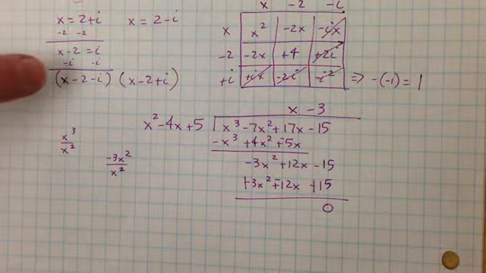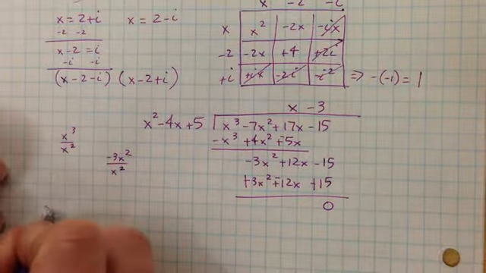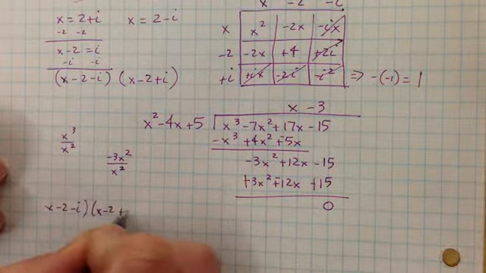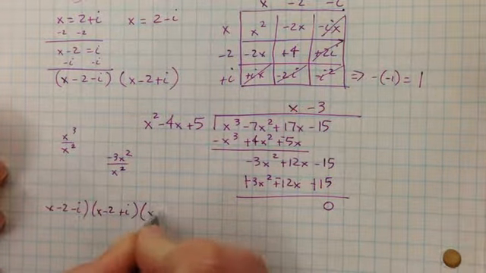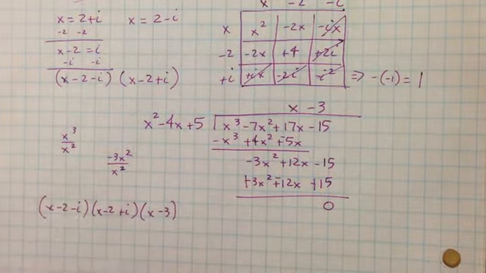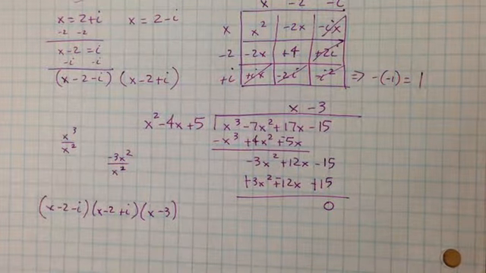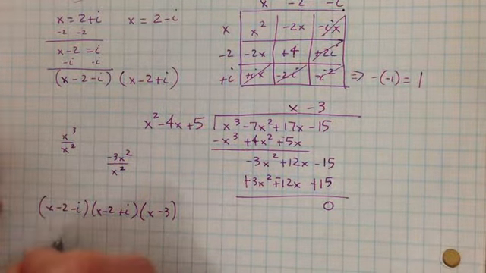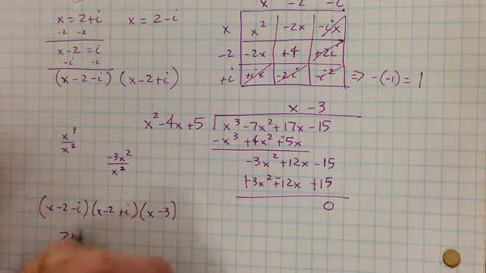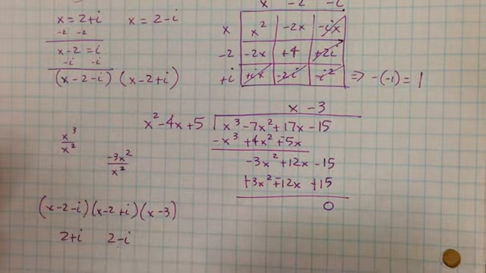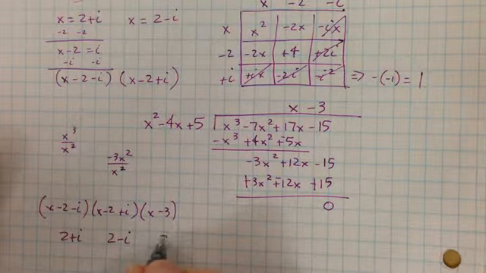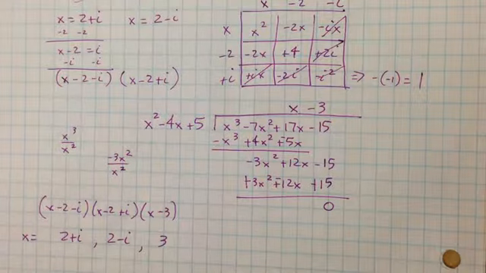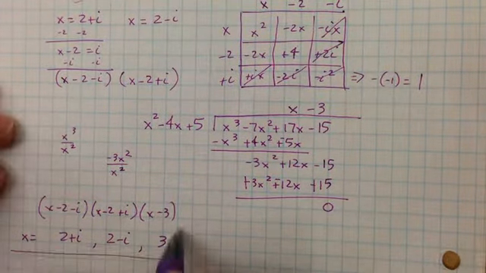So if we were to write it as a factoring problem, we would have x minus 2 minus I, x minus 2 plus I, and x minus 3, but we do not want the factoring problem. We were asked for the roots to begin with. So those roots would be solutions 2 plus I, 2 minus I, and also a positive 3. Those are your three roots.